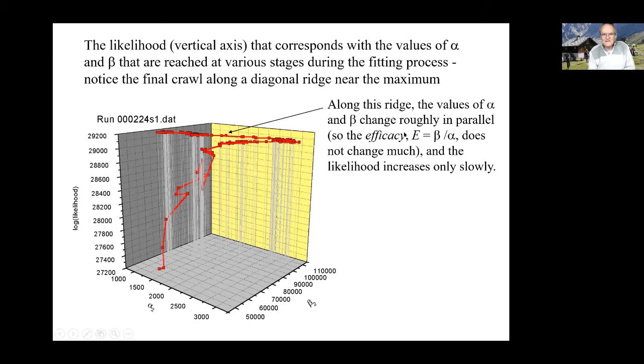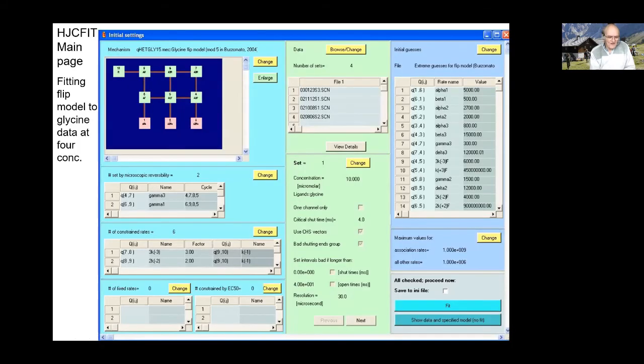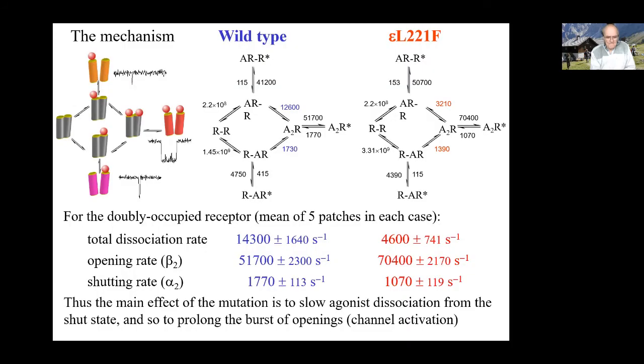So along that ridge, the values of the opening and shutting rate constants change roughly in parallel, so that their ratio does not change much, and the likelihood increases only slowly. This is a sign that alpha and beta are correlated. This is the setup we've seen before for specifying everything you need to do the fit. We'll come back to that question of correlation between estimates in a minute.